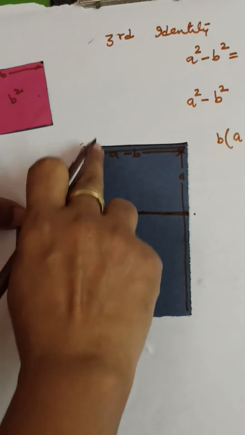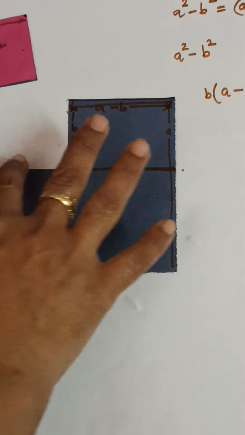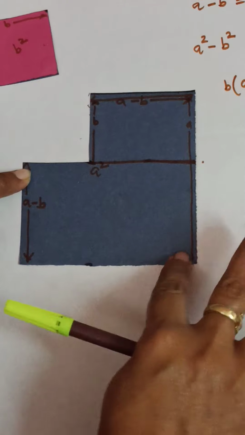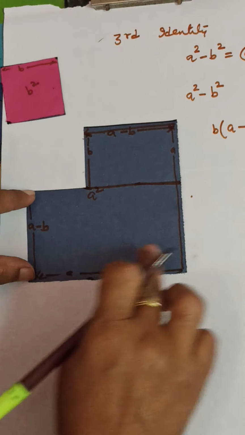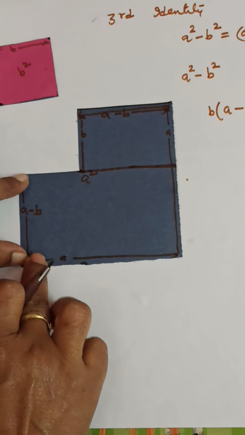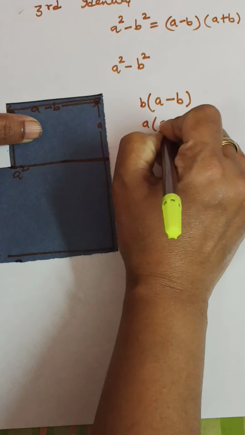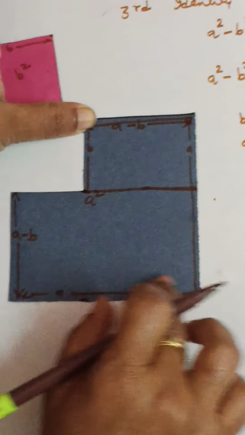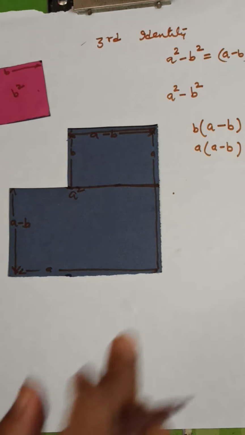And the area of the rectangle below: this is its length. This whole length was A, and this width will be A minus B. So the area of this rectangle, length into breadth, is A times A minus B. If we add both the areas, we will get the area of this L-shaped figure.